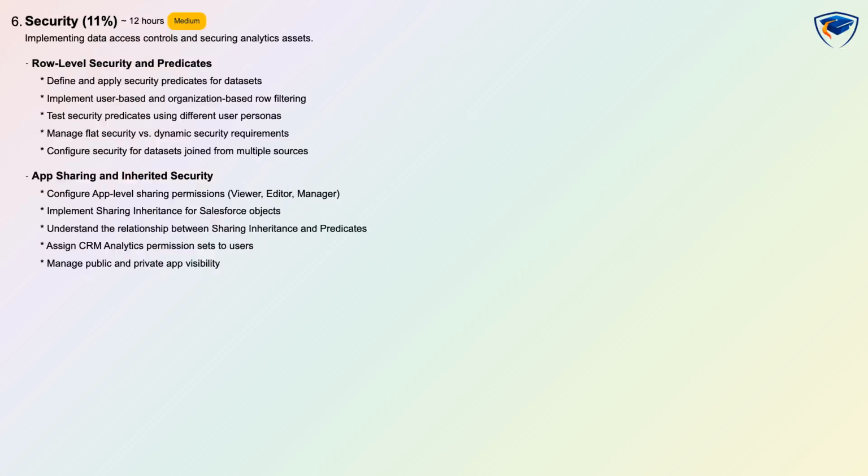Security makes up the final 11%, is medium difficulty, and requires about 12 hours of scenario-based study focused on access and data protection. You will define and apply row-level security using predicates, implement user-based or organization-based row filtering, and test predicates against different user personas to validate behavior.